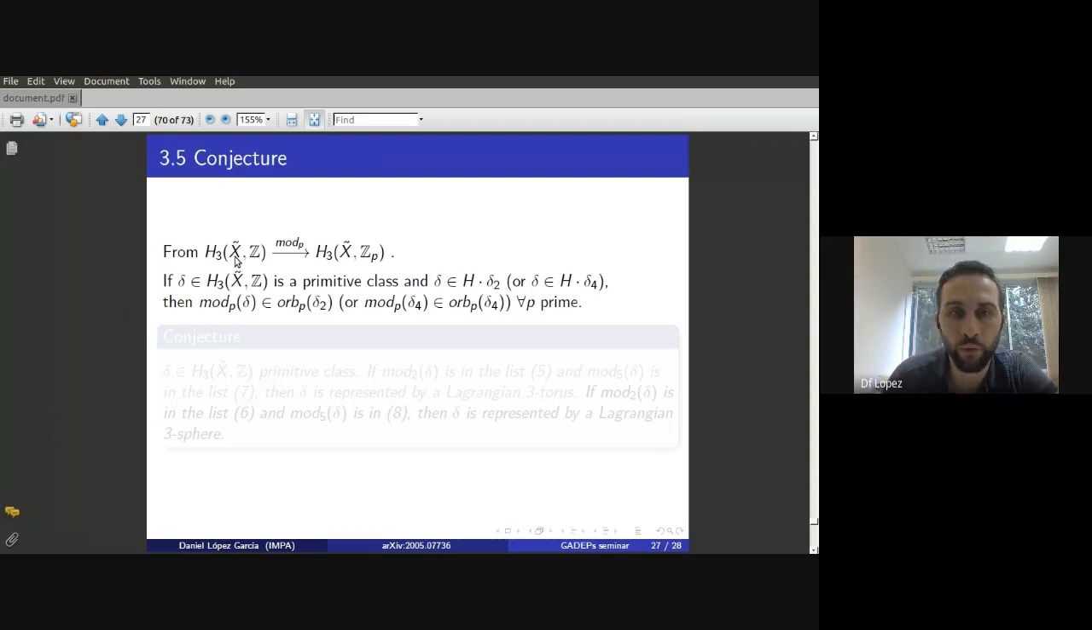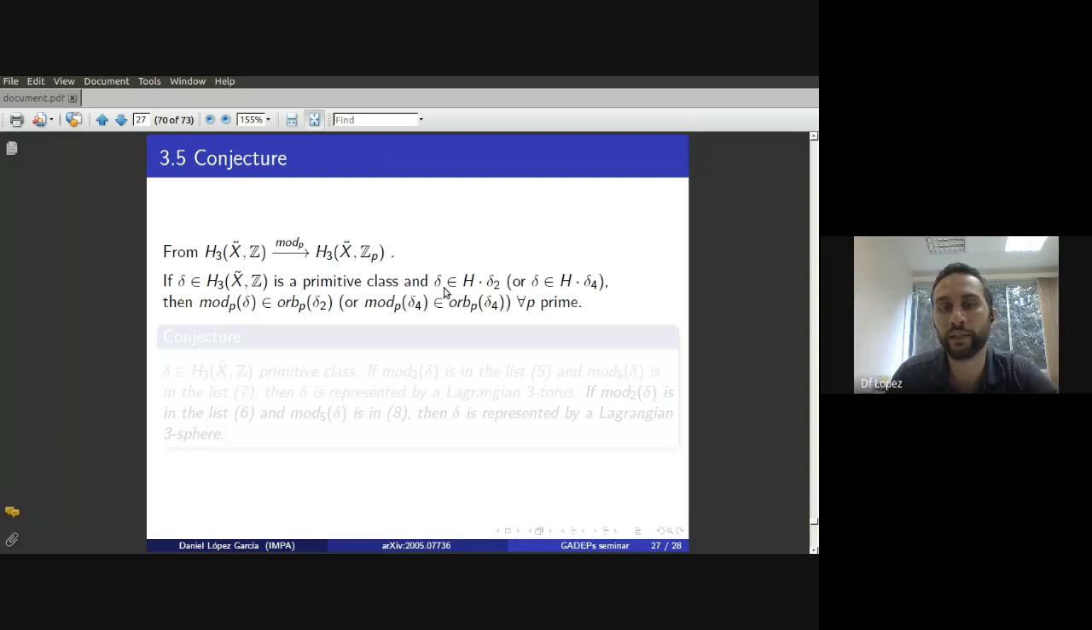with integer coefficients of the mirror quintic, or in general of the mirror quintic, into the three homology with coefficients in F_p given by taking modulo p. So if delta is a primitive class, that means that there is not another homology class and an integer such that this delta could be written like the product of this number times another cycle.